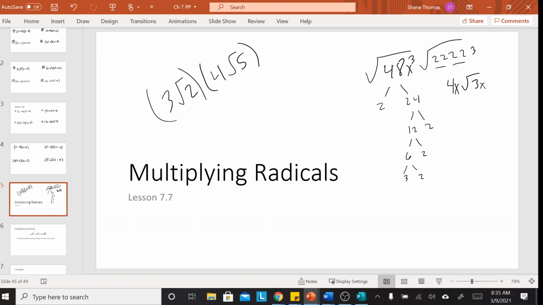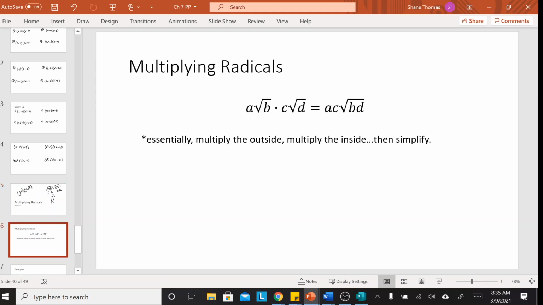Okay, that brings us a new option. We don't have 4 things, we only have 2. We'll get to FOIL this lesson, but all right, so here is your rule for multiplying radicals right there. If you have 2 radicals, one with the number outside, one with the number inside, you essentially multiply the outsides, multiply the insides, and then simplify.